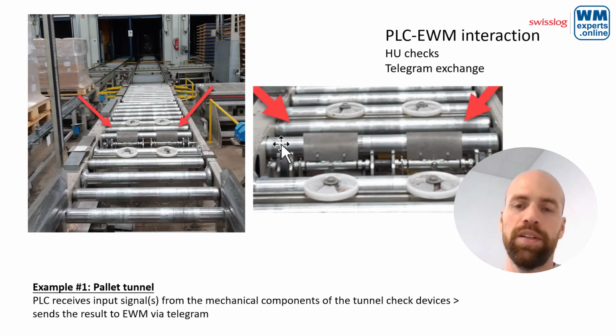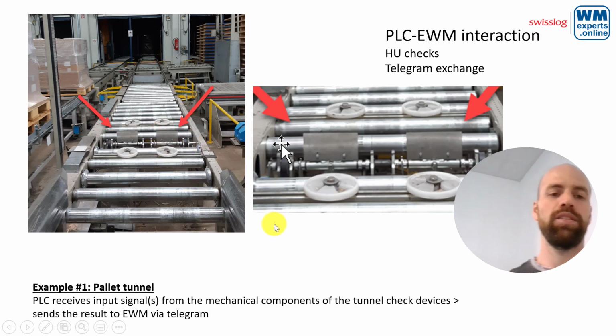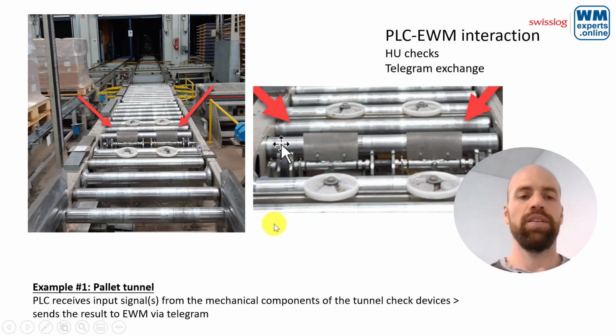One more example, and now we are jumping into the ones where the PLC communicates with EWM. So the first example here is the tunnel check. So you know a pallet has feet, and in the middle you have these tunnel checks. So that just makes sure that the pallet has the accurate quality in order to be stored and handled by cranes, for instance.